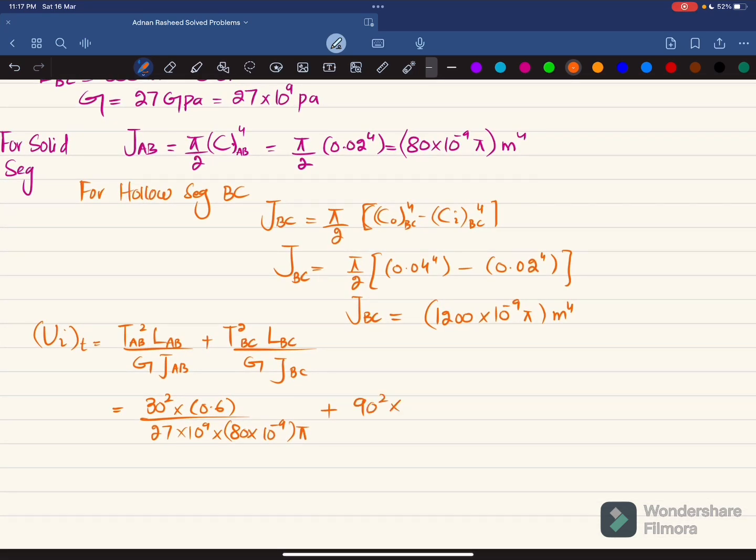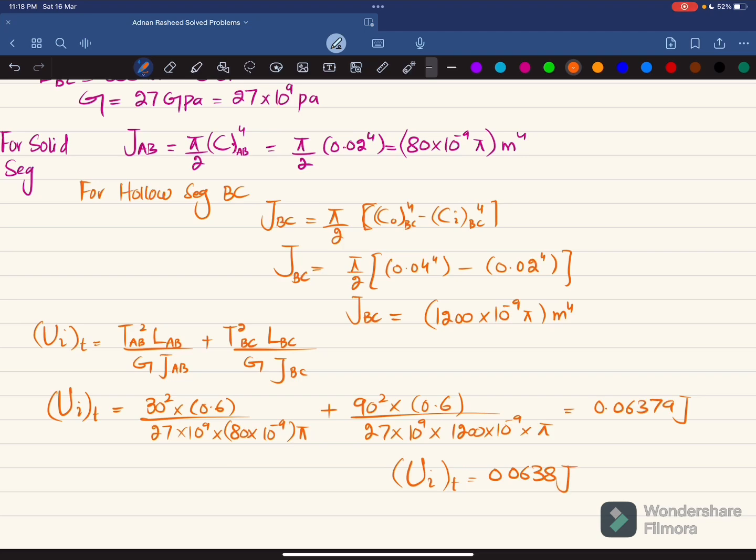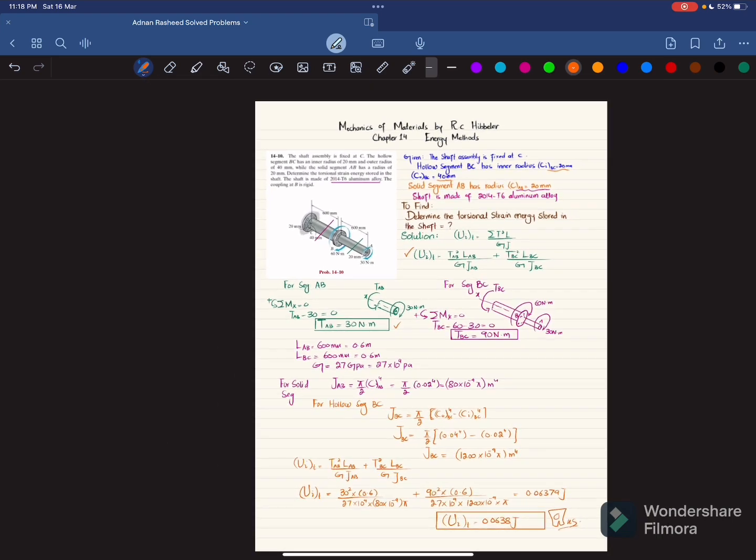So 90 square multiplied by length is 0.6 divided by G is 27 into 10 to the power 9, and J is 1200 into 10 to the power minus 9 times pi. That will give you strain energy due to torsion. And when you solve this, you will get 0.06379 joules. Or strain energy due to torsion will be equal to 0.0638 joule. So this is the amount of strain energy that will be stored in the shaft due to the applied torque. And that was all about this problem 14-10.